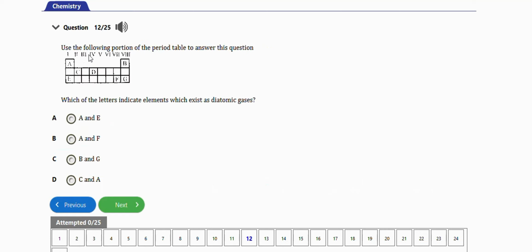It says use the following portion of the periodic table to answer this question. Which of the letters indicate elements which exist as diatomic gases? It will be the one under group 7 and group 1 hydrogen. So we have it to be A and F. A is under group 1, hydrogen, and F is under group 7. This could be chlorine. So that's it for this question, option B. The next question will be this one.